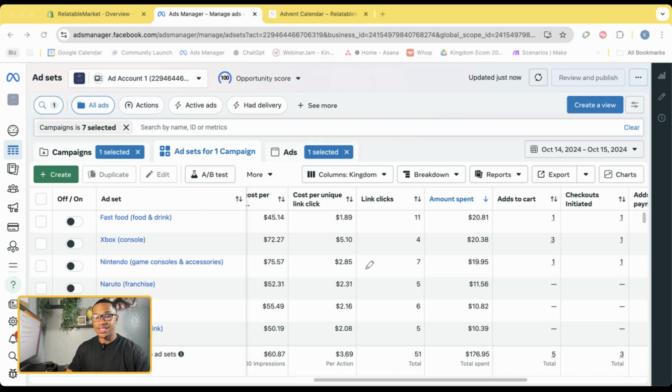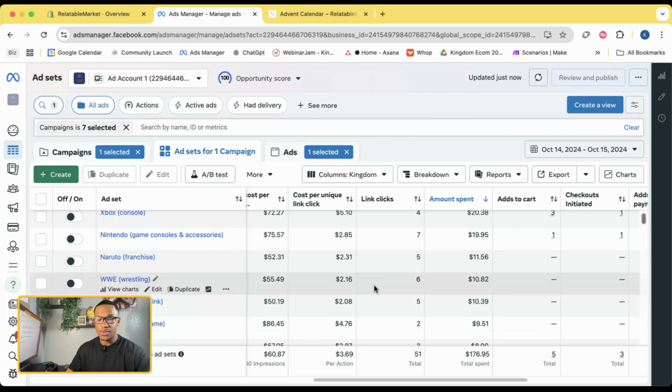So this is why it's super important to test out multiple interests, because if you see a high cost per link click, you may think, dang, my ads suck or my product sucks. No, it's your interest. You target the right interest, you'll get the good results. So that's basically what we're doing in this.